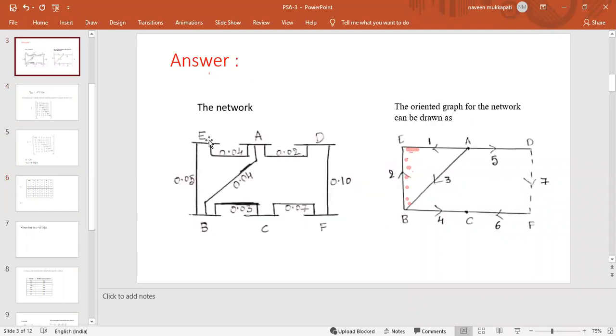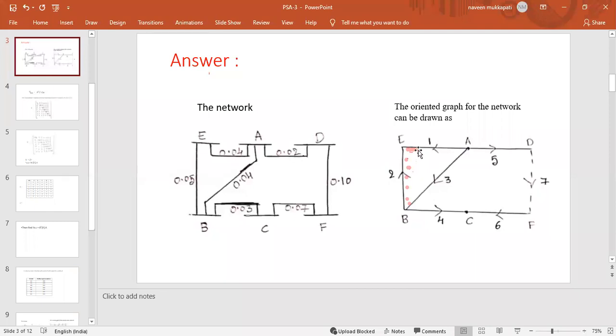How many elements are there? That is A, E, D, B, C, F. Then the elements in this network are E, A, D, B, C, F. These are all the elements, and all the nodes are the buses.